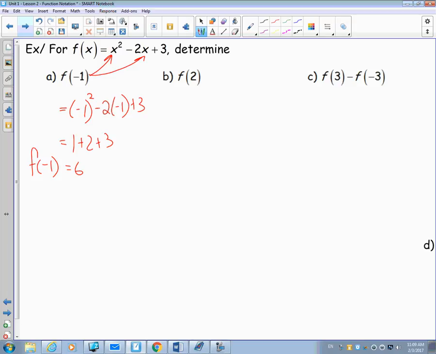And try the next one. We'll get 2 squared minus 2 times 2 plus 3. Or in other words, just 3.